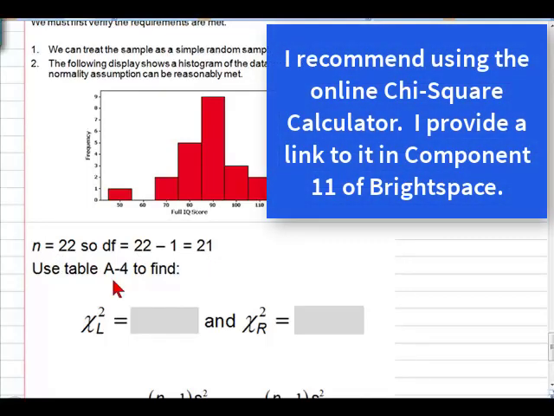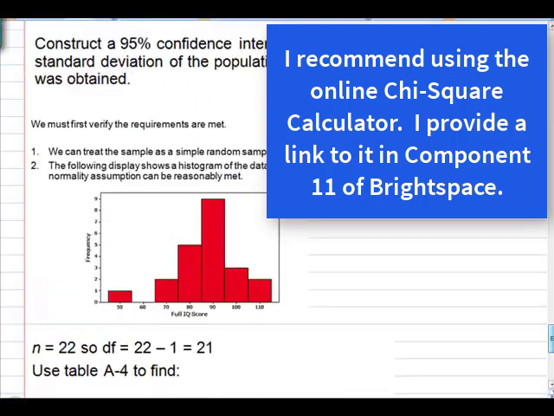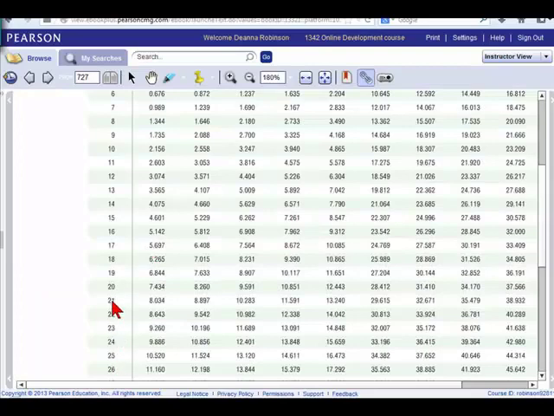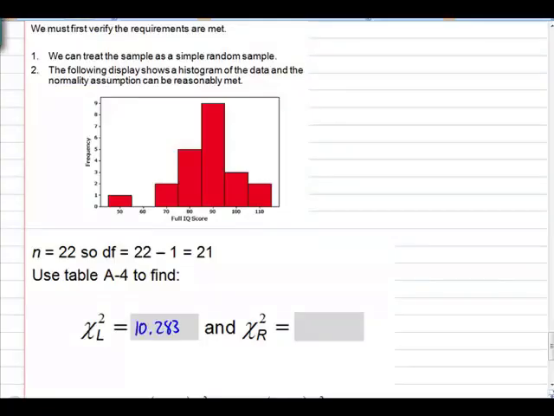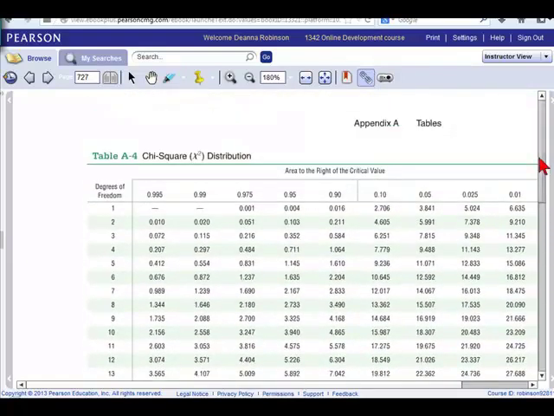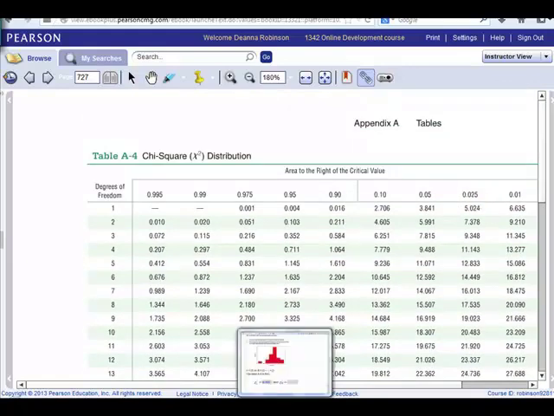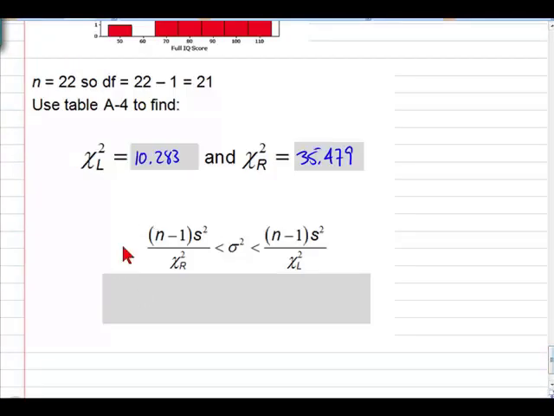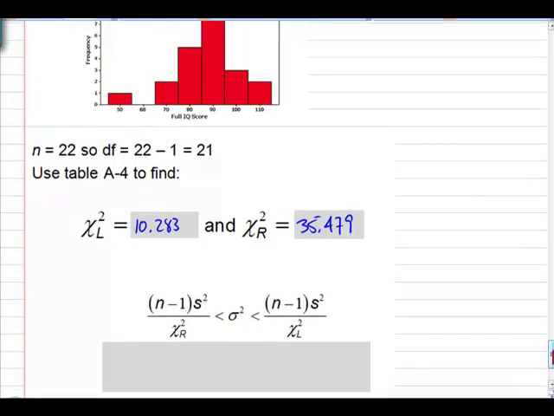We're going to use the table to find the left-hand limit. What level of confidence? 95. So we go to our table, and we're going to use 21 since our sample size was 22. That gives us 10.283 for our left bound, and the right bound is going to be over here, 35.479. Remember, we already checked to make sure that the areas to the right were correct for a 95% level of confidence.